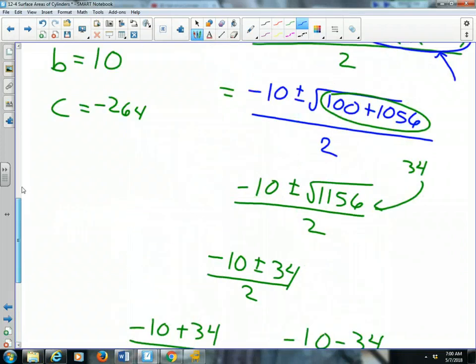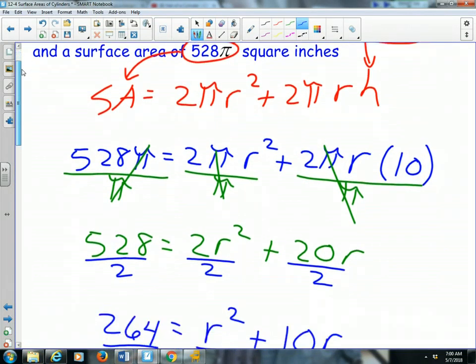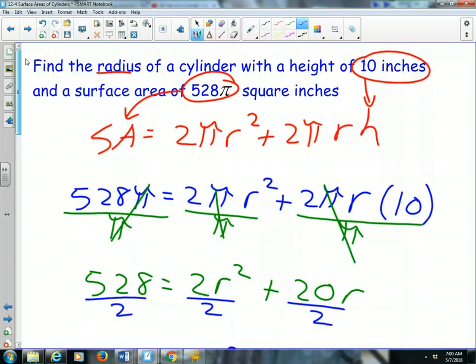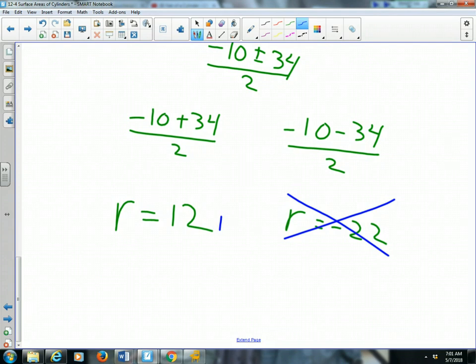So our answer is 12, and 12 what? The height is 10 inches. The surface area is 528 pi square inches. So our radius is 12 inches.